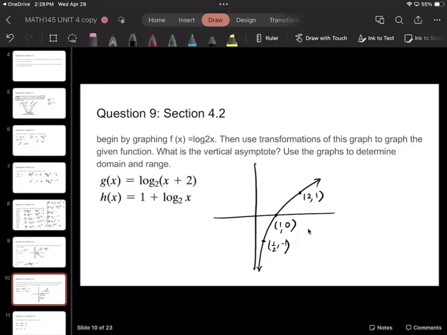Okay, so now I have to do this transformation for g, which is to move it to the left by 2 units. So that means every x value is reduced by 2, right? So this point will become (-1, 0). This point will become (-1/2, -1), and this will become (0, 1). And the new asymptote: previously my asymptote was at y equals 0. Sorry, what am I saying? x equals 0.